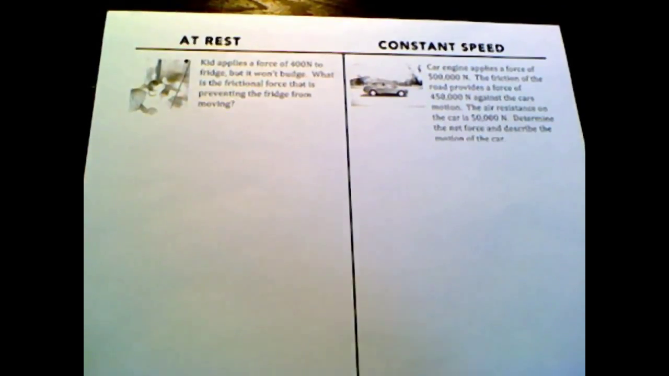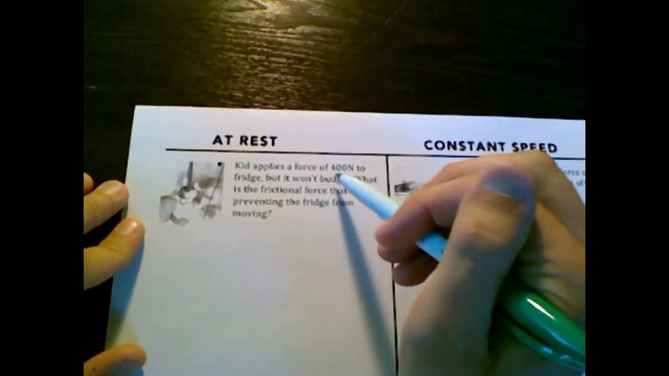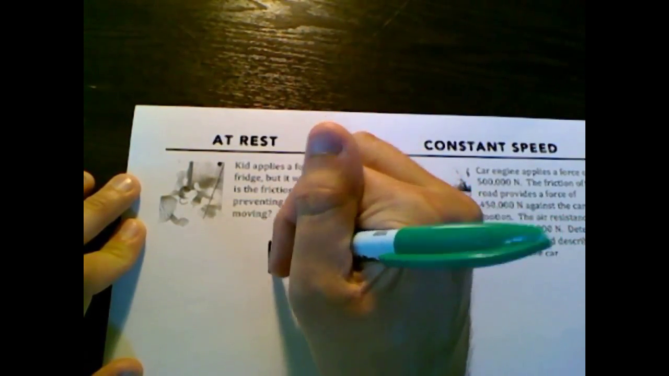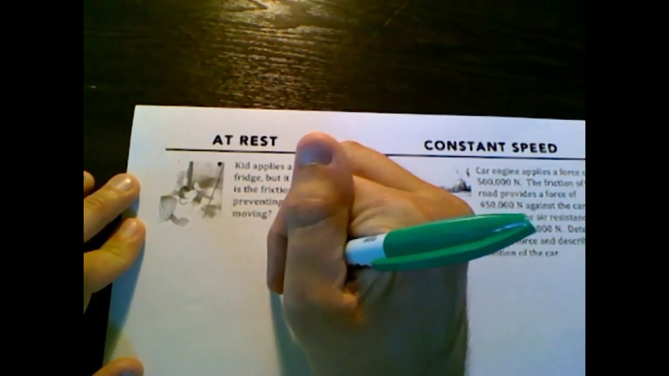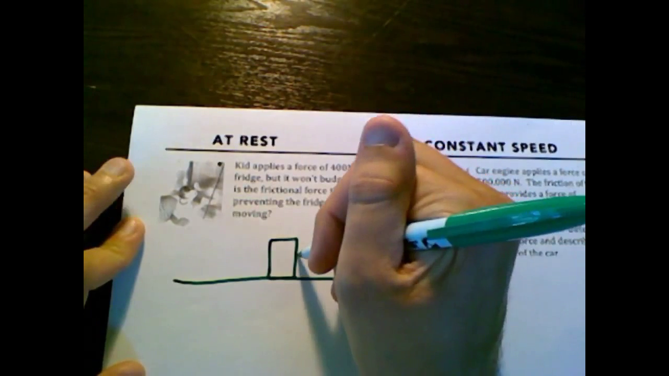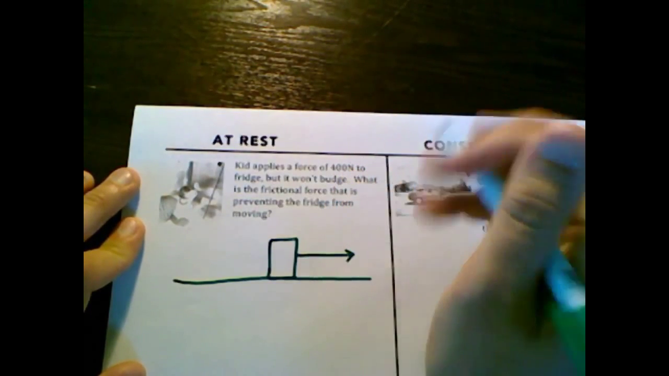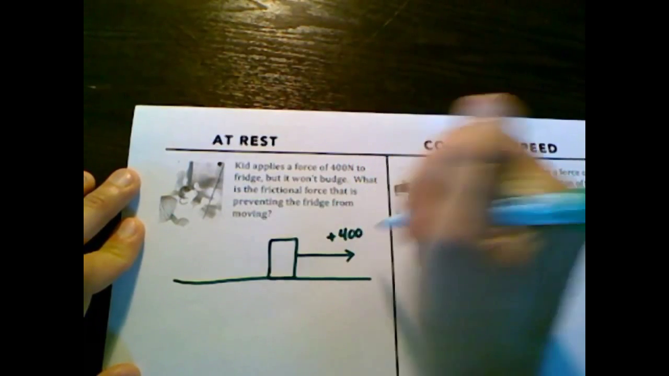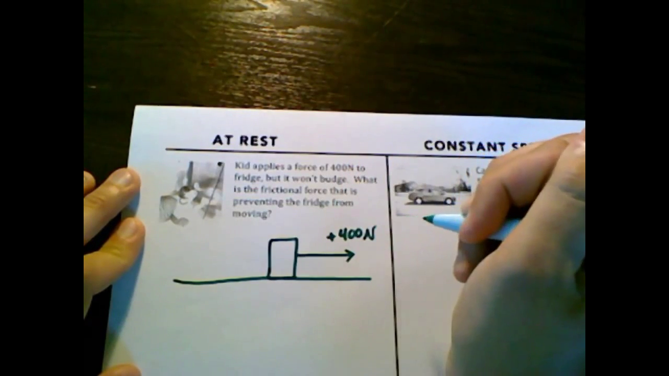So let's look at our first problem right here. A kid applies a force of 400 newtons to a fridge. So I'm going to draw my fridge right here. Here's the floor, and he's applying a force of 400 newtons. Now I could have drawn this force the other way, but since I'm drawing it to the right, I have to draw that it's positive 400 newtons to the right.